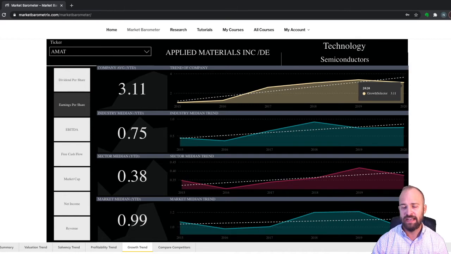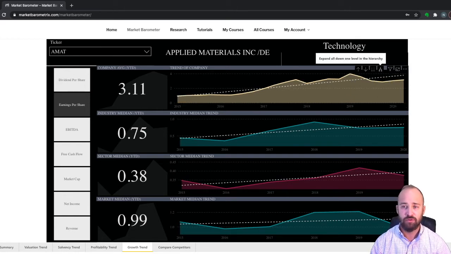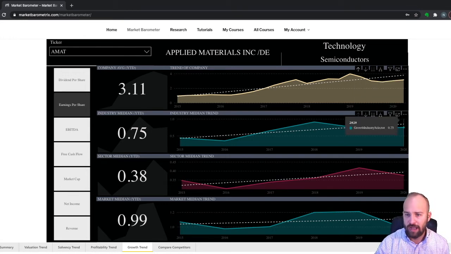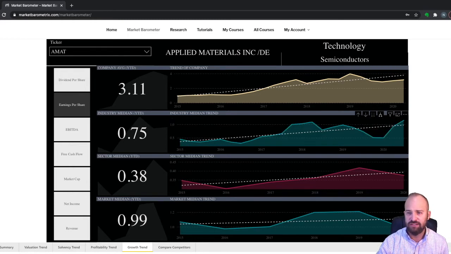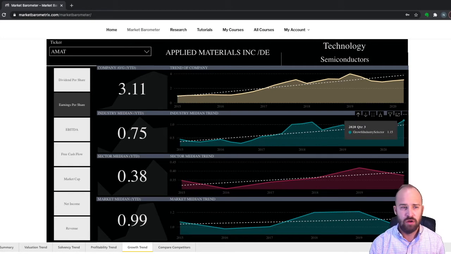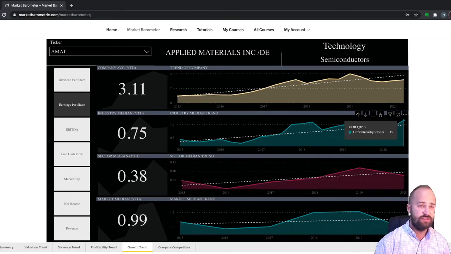I'm going to drill down through the date hierarchy to get us to the most granular level of earnings per share, which should be the quarterly level if I'm not mistaken. So it looks like the most recent Q2 earnings per share was 3.17, while for the semiconductors industry, getting to the quarterly level here, was 1.15.